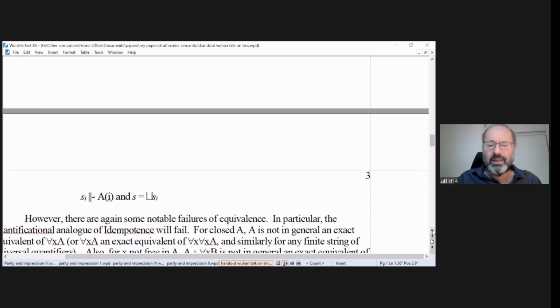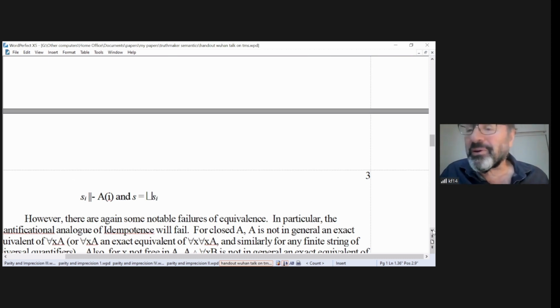Now, it turns out we have some sort of failures of exact equivalence. We have a notion of exact equivalence, just as before, and under the non-inclusive semantics, A was not equivalent to A and A. Well, for corresponding reasons, even when A is a closed sentence, A is not going to be equivalent to for all XA under the non-inclusive semantics.